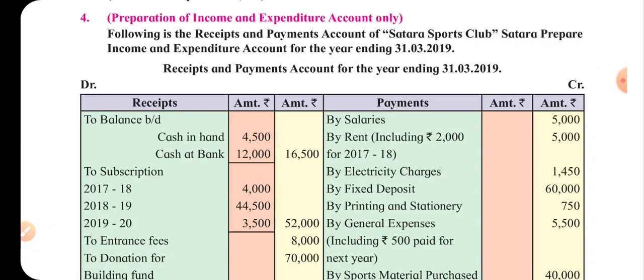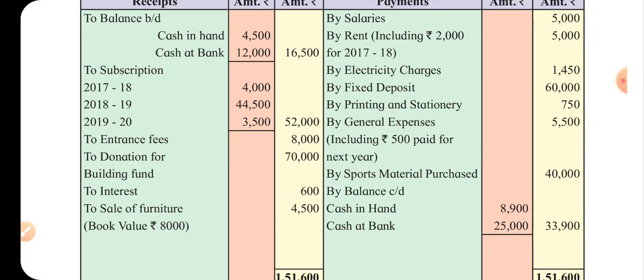The accounting year is 2018-19. In the receipts and payments account, the opening cash and bank balances are not useful here. Then we received subscriptions. The current year is 2018-19. For this year we received 44,500. This amount will be credited to income and expenditure account because it is the current year's income. The previous year subscription and the next year subscription will not be shown in the income and expenditure account.